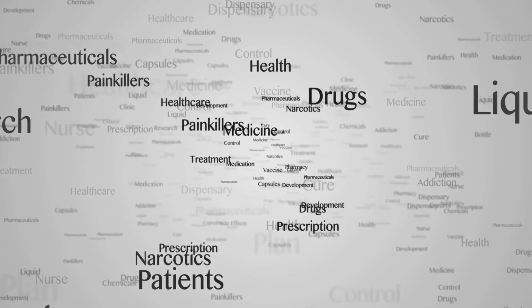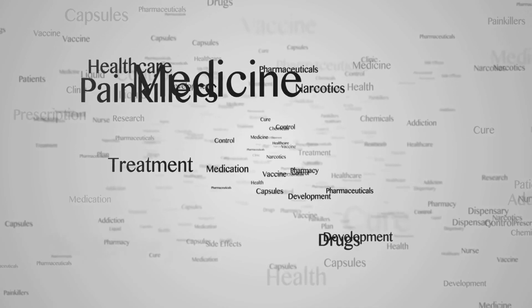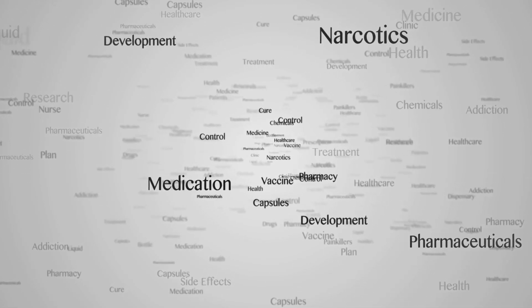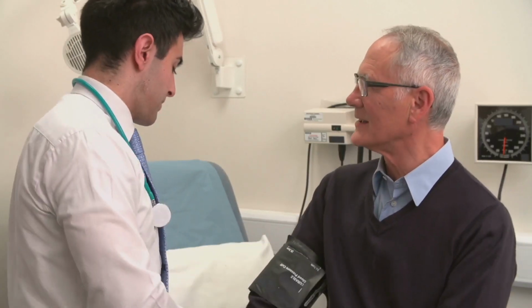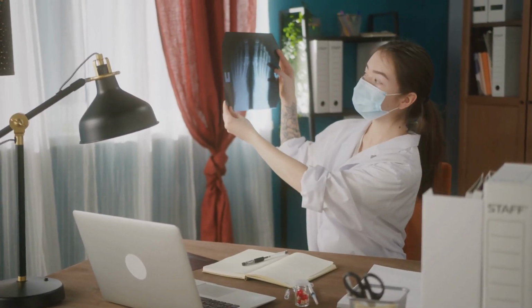For example, the word hypertension can be broken down into hyper, meaning high or excessive, and tension, meaning pressure. So, hypertension simply means high blood pressure. Don't be afraid to use a medical dictionary or online resources to look up unfamiliar terms. The more you expose yourself to medical vocabulary, the more comfortable you'll become with it.